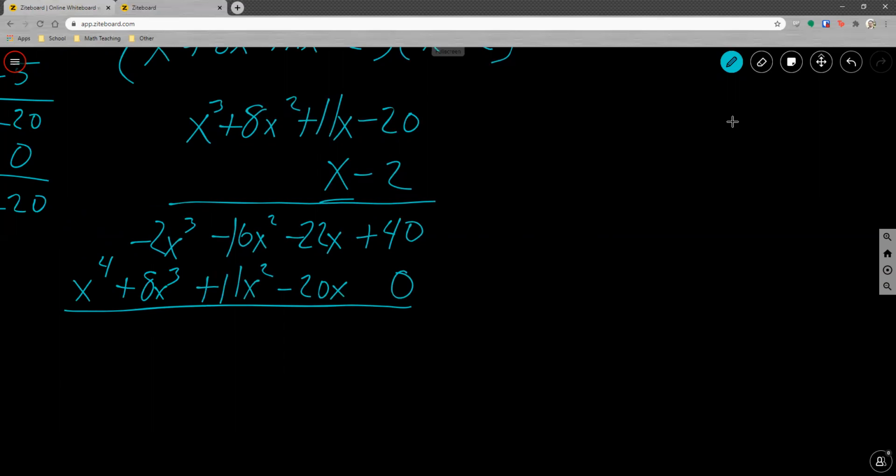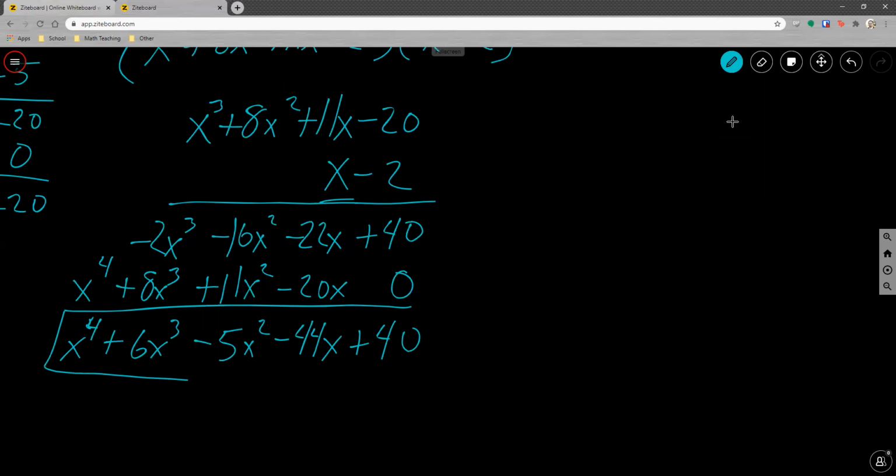Last time I have to add these. I'm going to end up with 40, negative 44x, negative 5x squared, 6x to the third, and finally x to the fourth. So my answer now is x to the fourth plus 6x to the third minus 5x squared minus 44x plus 40.